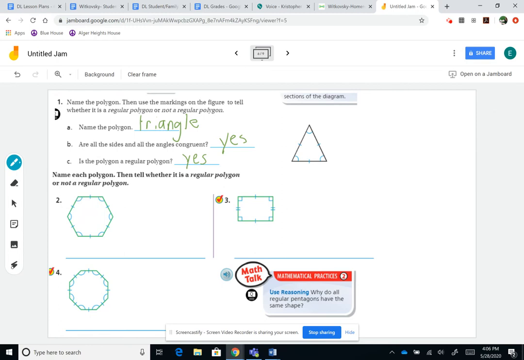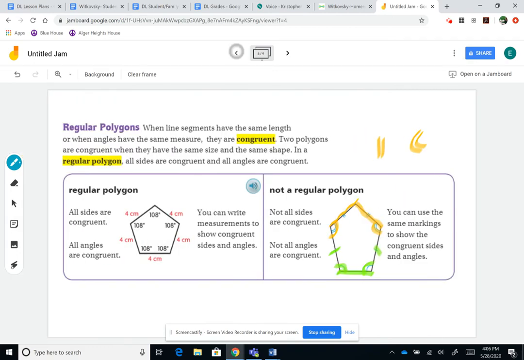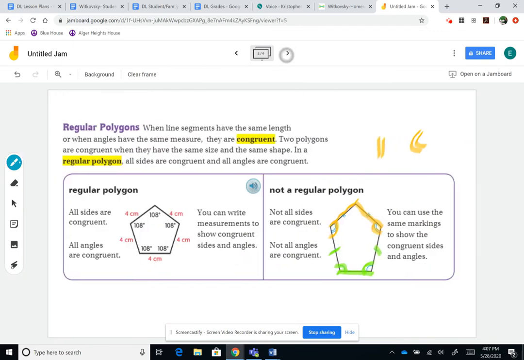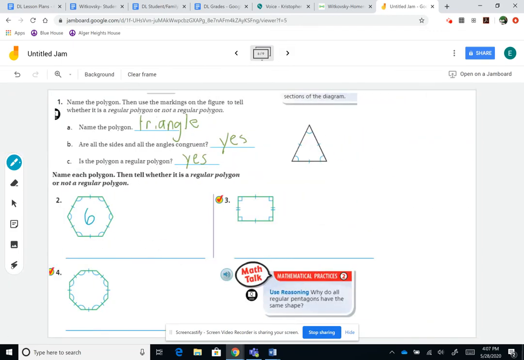I'm going to switch to blue. Name each polygon, then tell whether it is a regular or not regular polygon. Well, let's start with number 2. How many sides does it have? Go ahead and count them. Hopefully you got 6. A 6-sided figure is called a hexagon. So I'm going to go back to my original slide, and it's a hexagon.